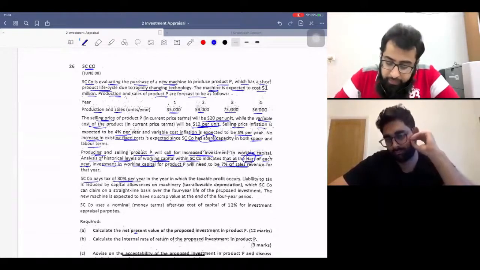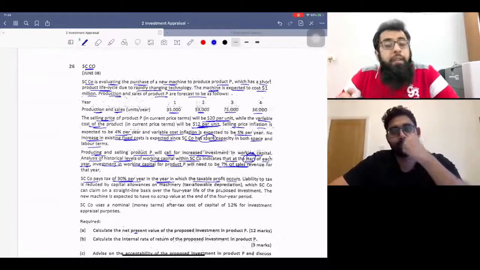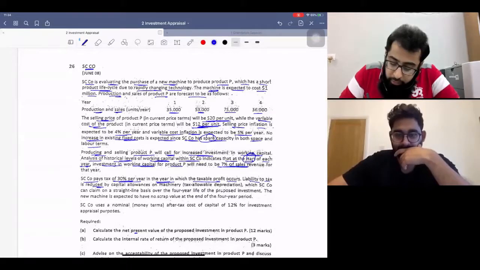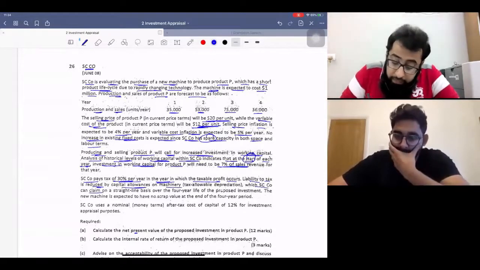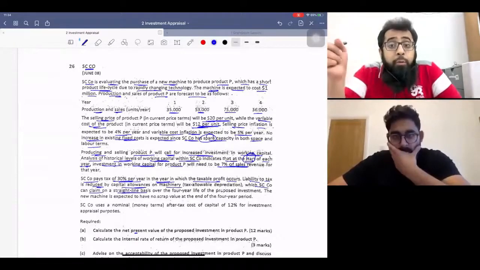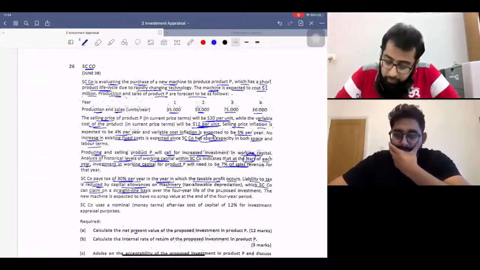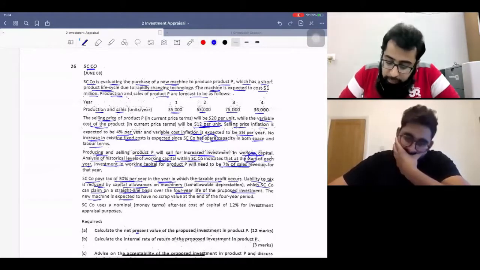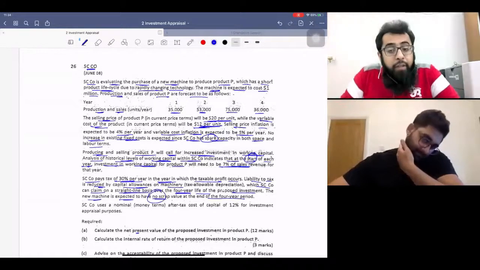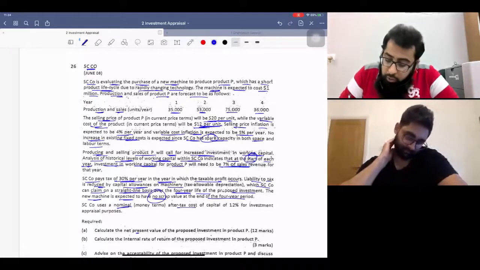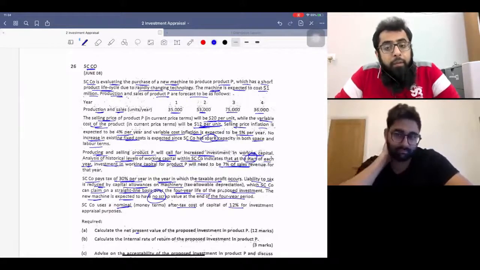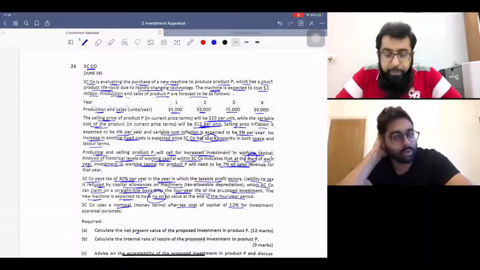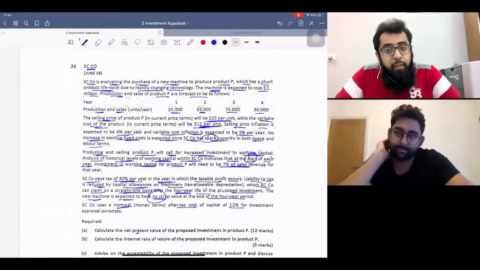SC company pays tax at 30% in the year in which the profit occurs. There is no arrears, we pay tax in the same year. Liability to tax is reduced by capital allowances, which SC company claims on a straight line basis. The previous question was of reducing balance. Now we'll have straight line over the 4-year life for the proposed investment. The new machine is expected to have no scrap at the end of 4 years. Nominal cost of capital is 20%. You are provided with the nominal cost of capital, so you don't need to convert anything. Nominal is the inflated one.